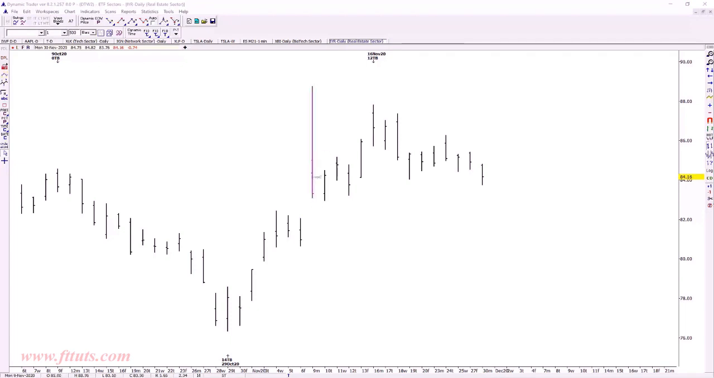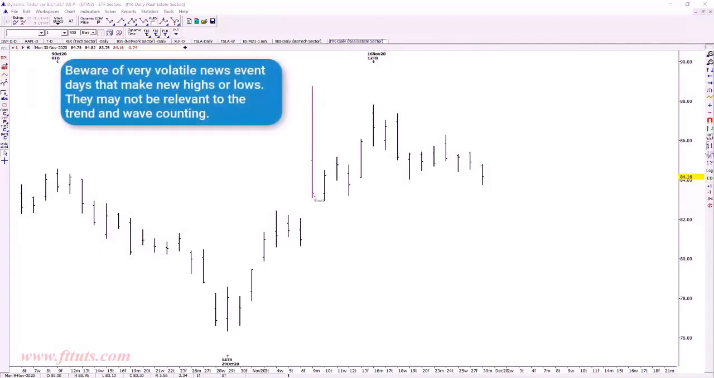Let's look at what this day is composed of. Right where my cursor is, the open for the day. Then it just shot up, really wide range advance. But then by the end of the day, it came down and closed near the low of the day. So should we view this as a swing high in any sort of wave count? Generally, from my point of view, it's no, because it didn't change the trend of the market at all. Certainly didn't make any kind of reversal.